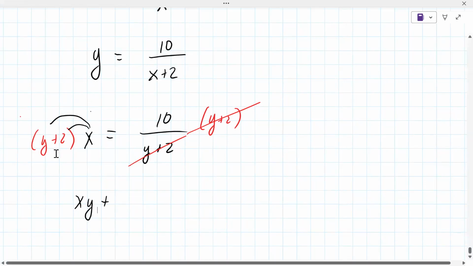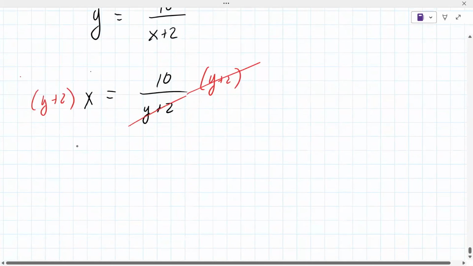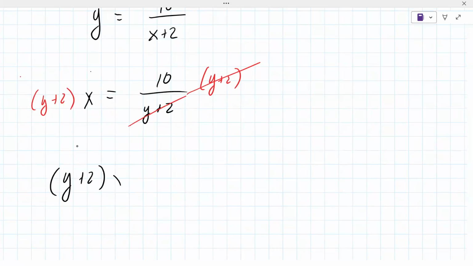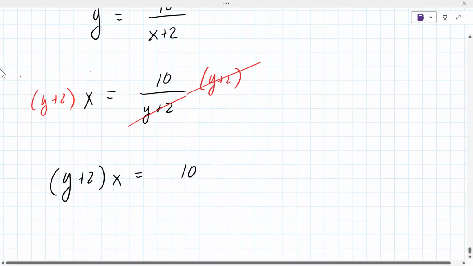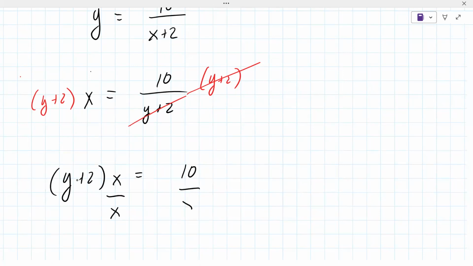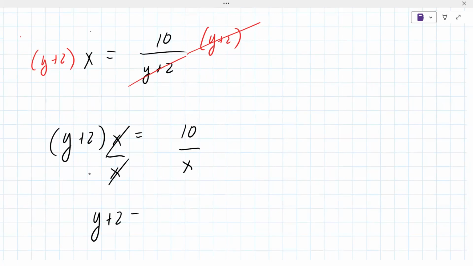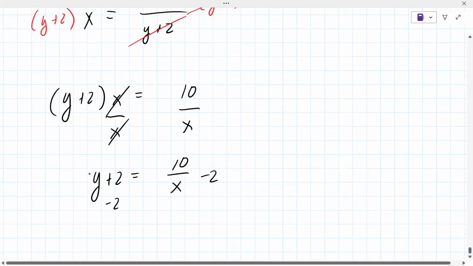Sorry, no, that's not right. We're not doing that in this problem. I wish there was a rewind button. Okay, so we have y plus 2 times x equals 10. The reason that you don't distribute in is you only have one y. So you divide by x. That clears that out. So you have y plus 2 equals 10 over x. Subtract 2 from both sides. y equals 10 over x minus 2, and that's your inverse.